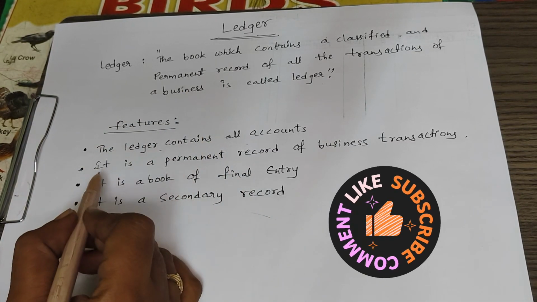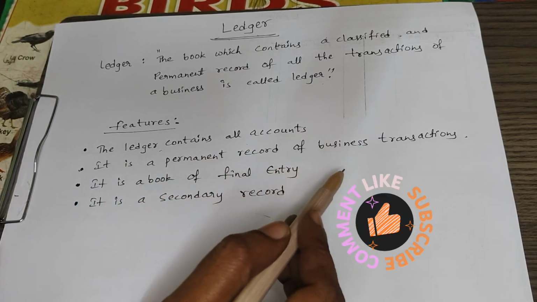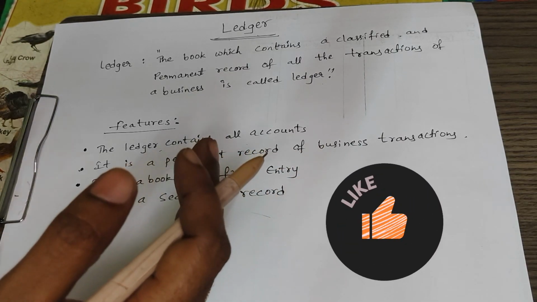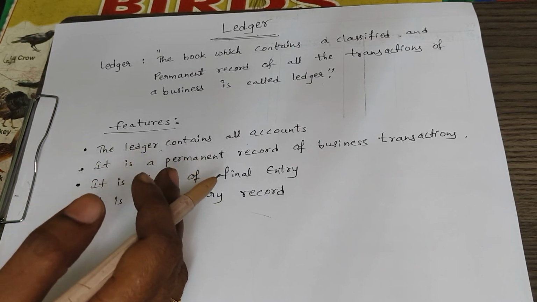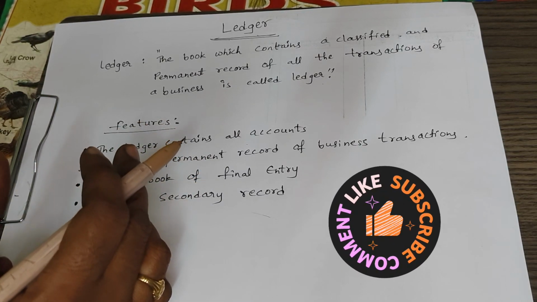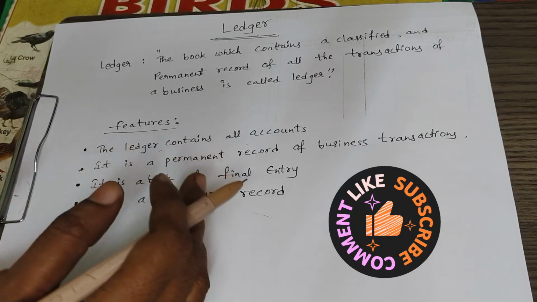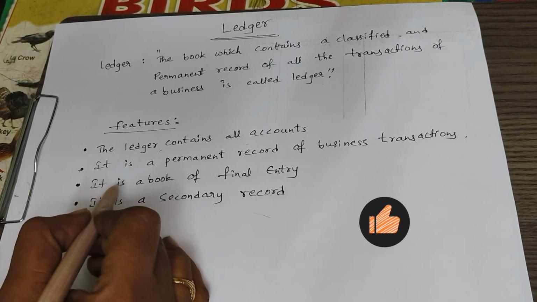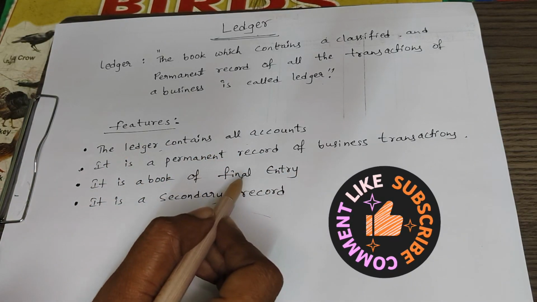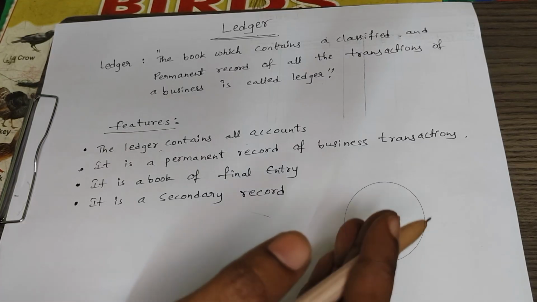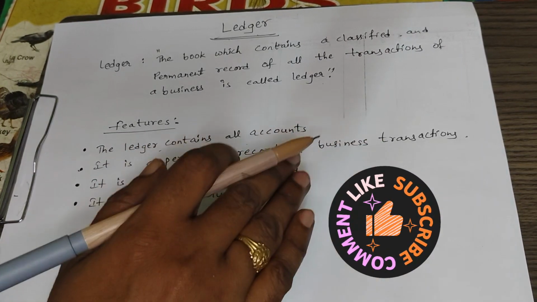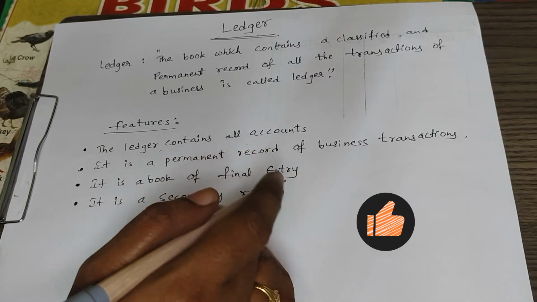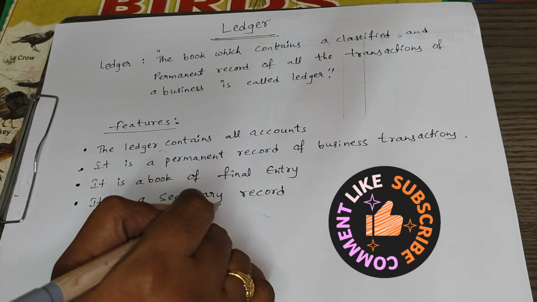And second one, it is a permanent record of business transactions. So here we have two books we are maintaining in accounting. One is journal, the other one is ledger. So ledger is a permanent record of business transactions and it is a book of final entry. All the business transactions are first recorded in the journal and are finally entered in the ledger. So it's a final entry book.